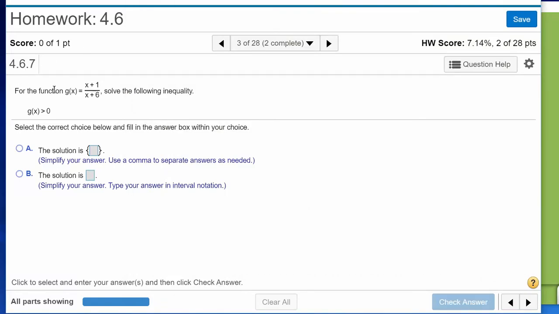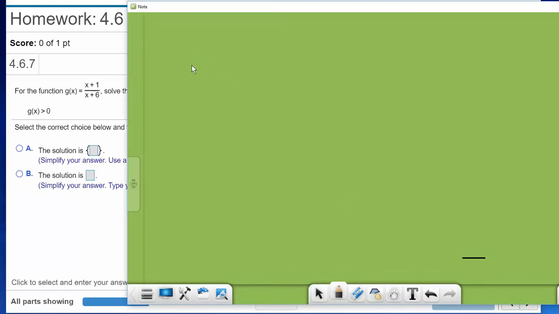4.6.7 For the function g of x equals x plus 1 over x plus 6, solve the following inequality: g of x is greater than 0. So we want to solve this inequality. We have a rational function that is greater than or equal to 0.